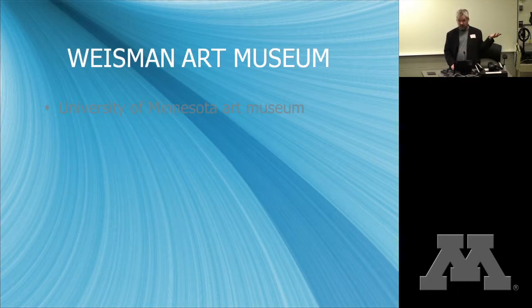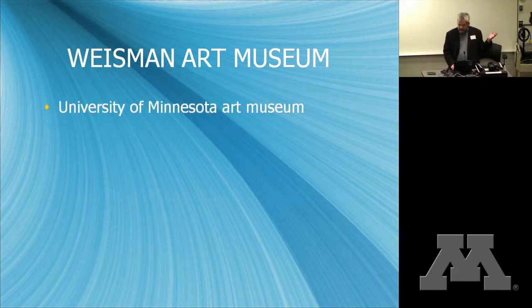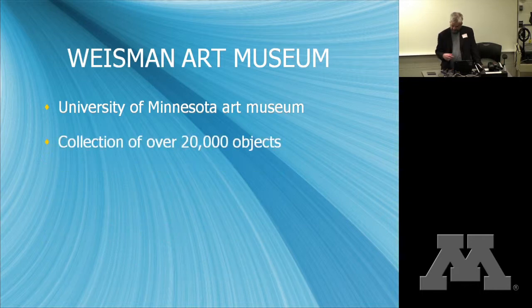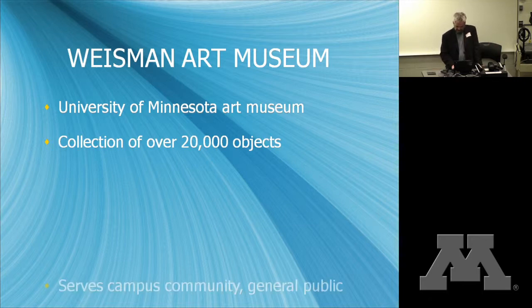Just really quickly, you're probably somewhat familiar with the Weitzman, but here's some quick background on the museum. We're the university's art museum. We have about 20,000 objects in our collection, and people sometimes think that we're a contemporary museum because of our building, but actually we have 12th century ceramics and 19th century Asian furniture and a whole bunch of other things in our collection. So the collection and the building don't totally go together.